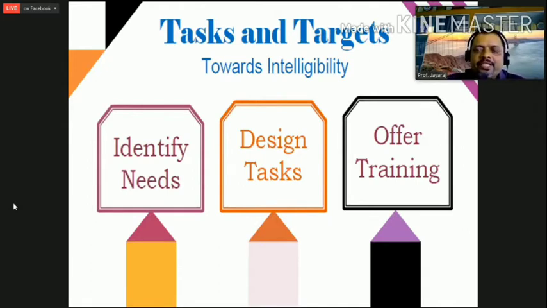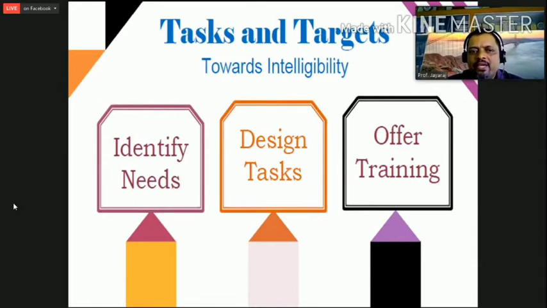So why do we need phonetics at all? What are the tasks and targets for teachers? Of course, our tasks and targets are towards intelligibility of English, if you take up English language education in Andhra Pradesh. So there are three important needs or tasks and targets when we look at the English language in terms of mutual intelligibility.